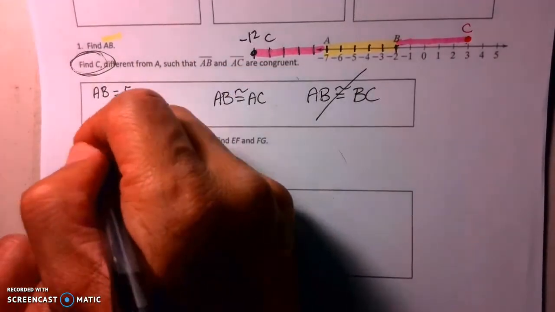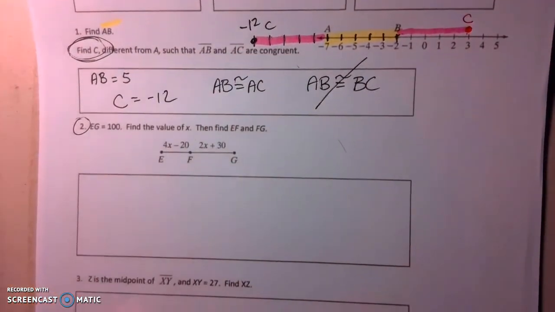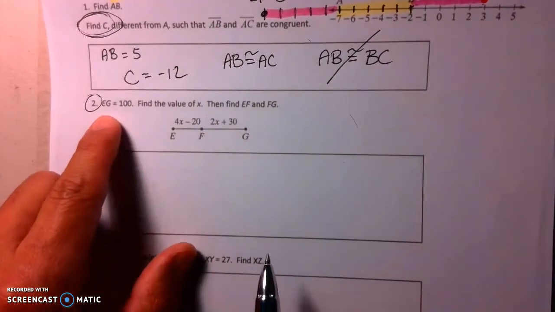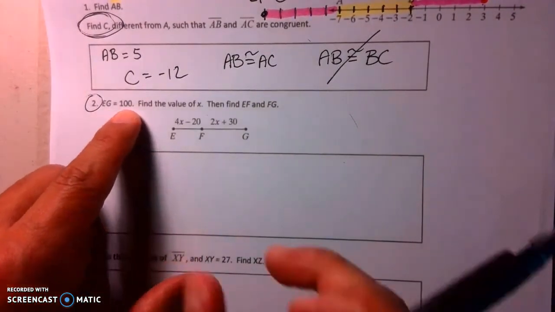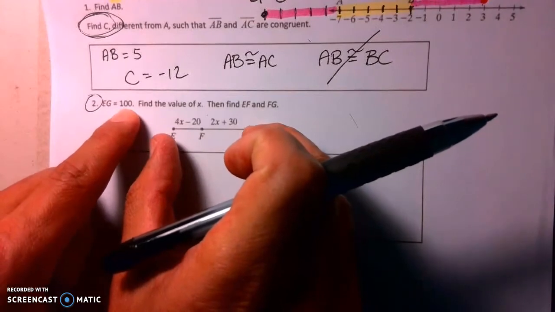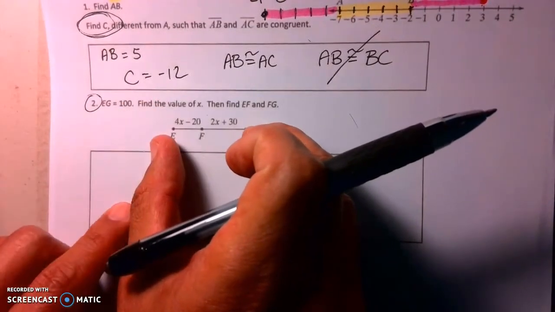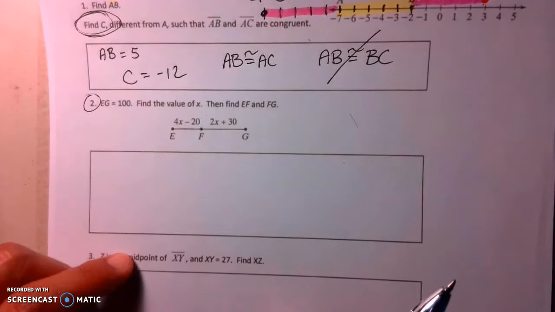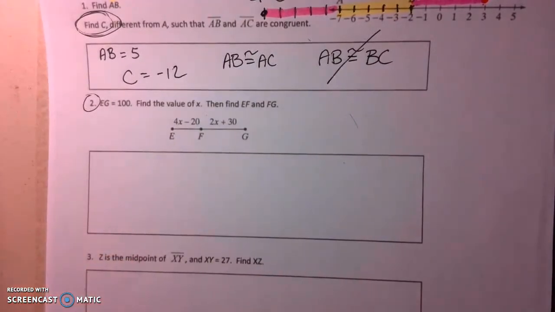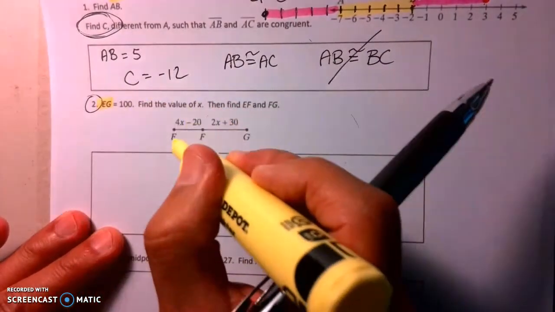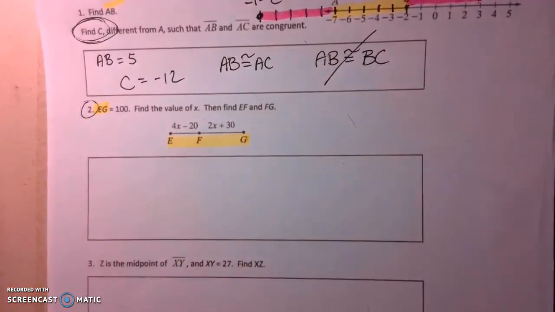Number 2. Now we're going to use a little bit of algebra. It says E to G is 100 centimeters, 100 inches. We just know it's 100 units. Find the value of X, then find EF and FG. So basically we're saying this entire E to G there in yellow is 100. And this is going to involve segment addition.